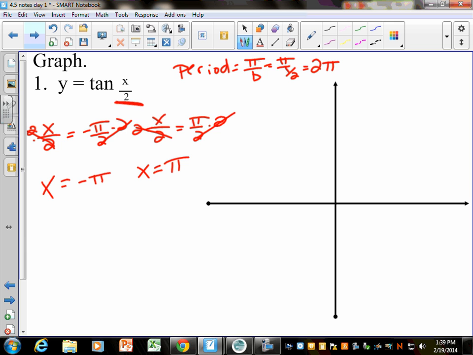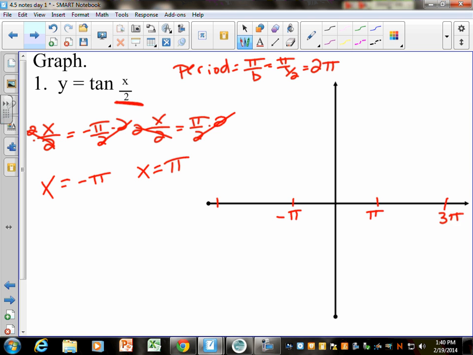Your directions are always going to say graph two periods. So let's think about if I made this negative pi and I made over here pi, that's a distance of 2 pi. Where would my next asymptote be? Because they have to be the same distance apart. What would be my next line over here that would be an asymptote? 3 pi. It's not a trick. If the period's 2 pi, if I added 2 pi to pi, my next asymptote would be at 3 pi. So that kind of helps you to find your next asymptote using your period.